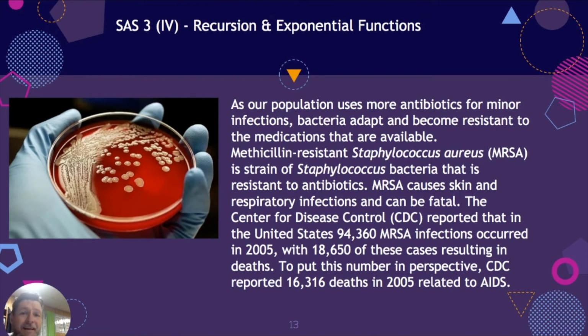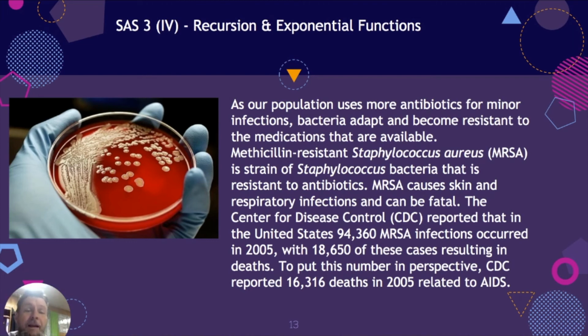That's a lot of deaths. And to put this in perspective, 18,000 is about 20, 94 is about 100. That's 1/5 of the people that got it died. Now, to put this number in perspective, the CDC reported 16,316 deaths related to AIDS. So MRSA is killing more people than AIDS is now. And that's back in 2005. It's 2020. That's 15 years ago.